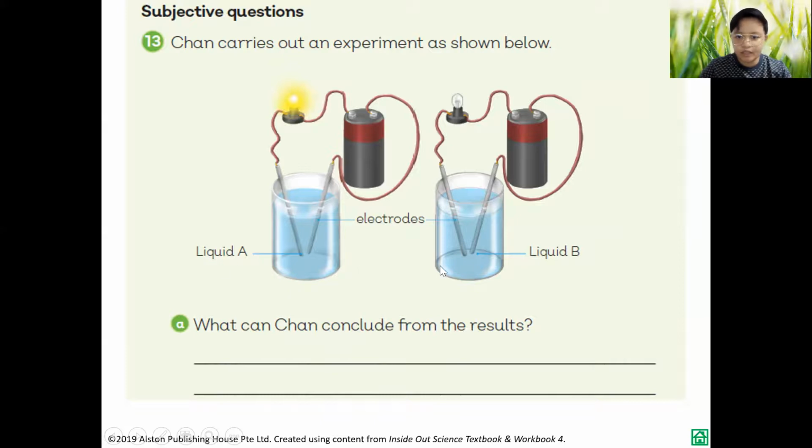So there is liquid A and liquid B. We can say that liquid A is an electrical conductor and liquid B is an electrical insulator.